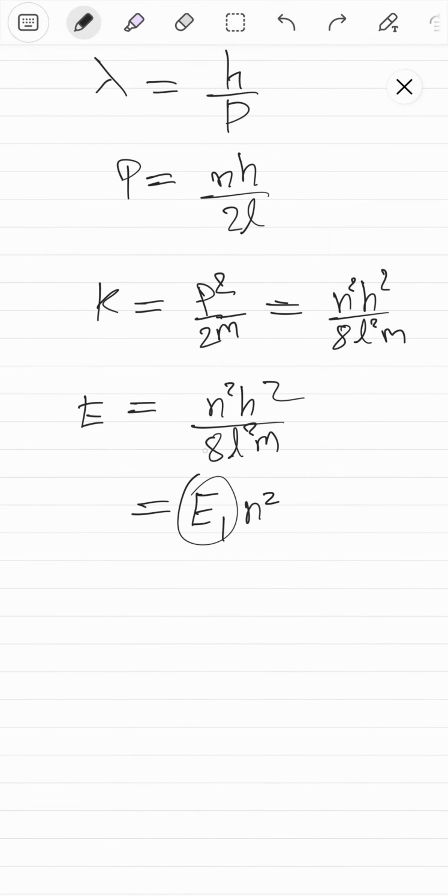So this is our final answer. Oh, sorry, E1 is our final answer, right? It's just h squared upon 8L squared m, and there we go, that's it.